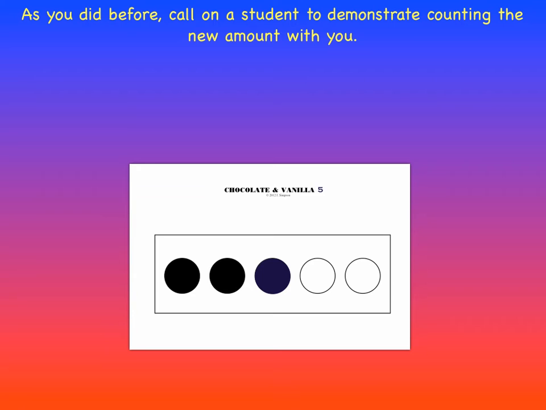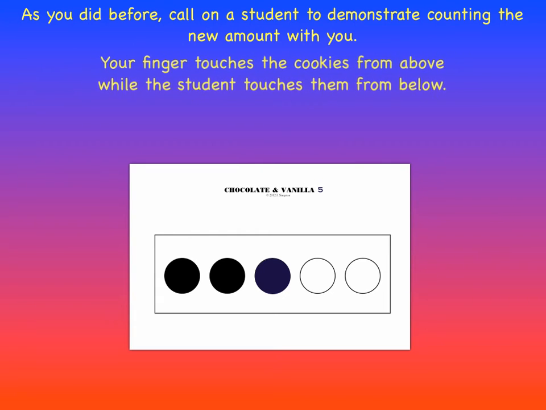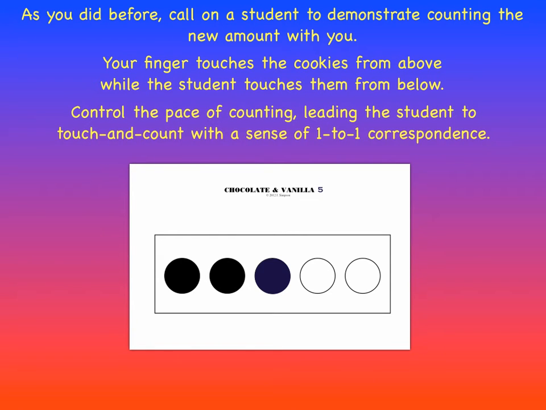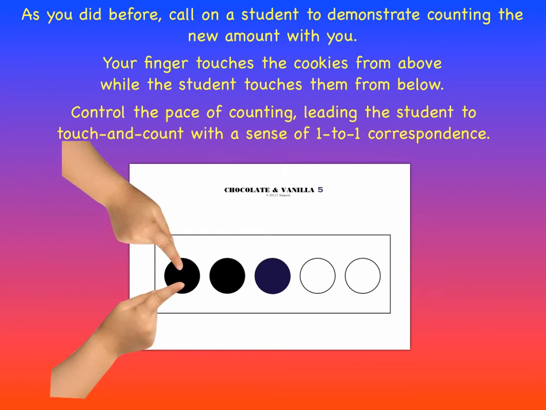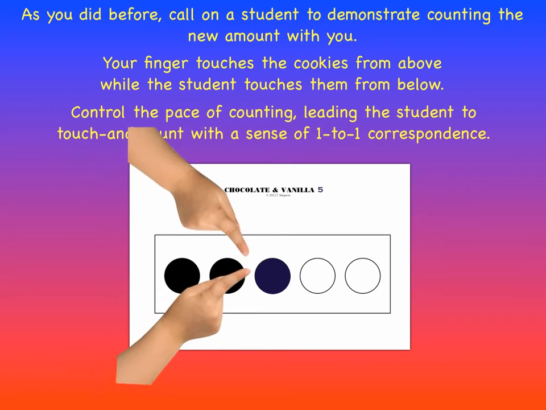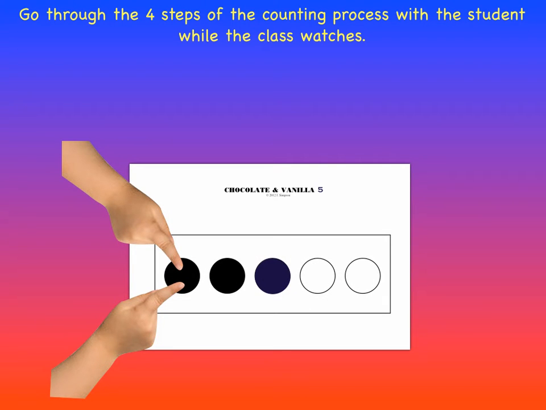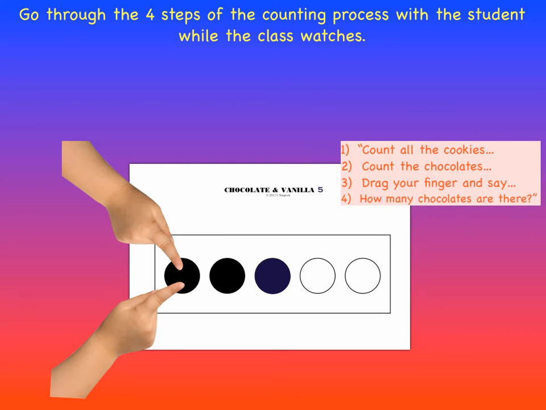As you did before, call on a student to demonstrate counting the new amount with you. Your finger touches the cookies from above while the student touches them from below. Control the pace of counting, leading the student to touch and count with a sense of one-to-one correspondence. 1, 2, 3, 4, 5. Go through the 4 steps of the counting process with the student while the class watches. And there's the 4 steps. Then call on some other students to take a turn at this.